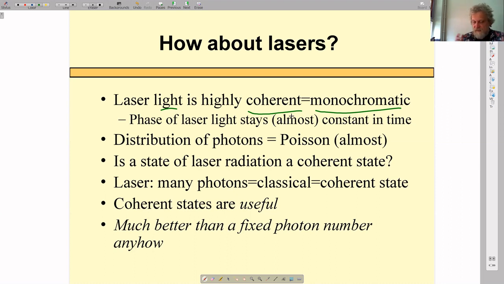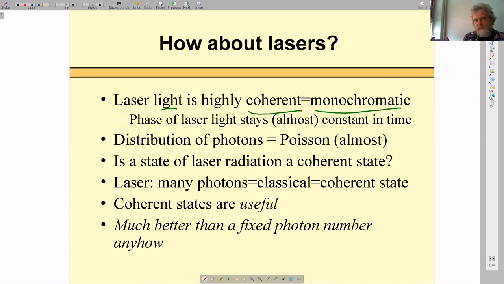It's pretty much classical light. So it is by no means obvious that coherent laser light is described by a coherent state. But it does.